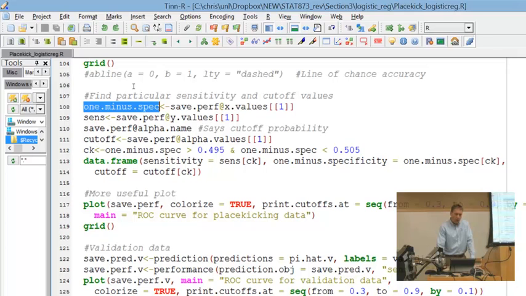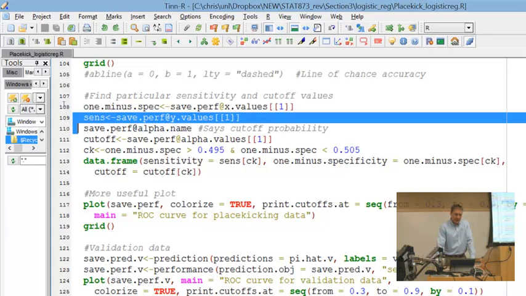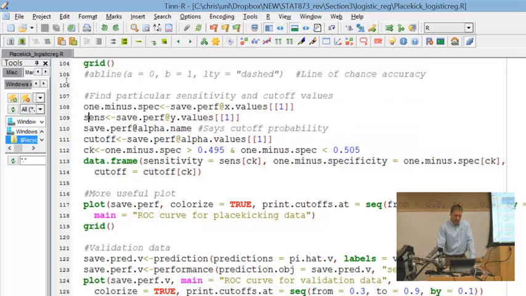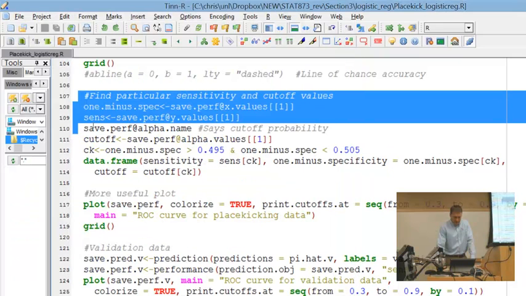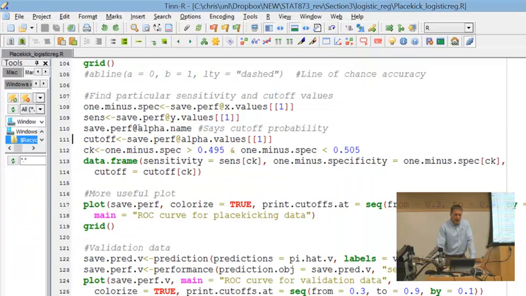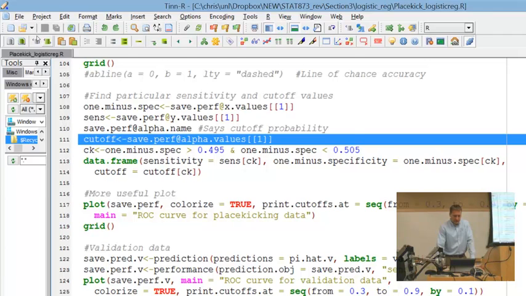I put that into an object called one.minus.spec for specificity. All my y-axis values, my sensitivities, are stored in y.values of save.perf. I extract them in the same way and put that into an object called sens. Let's go ahead and run that code. Then the corresponding cutoff probabilities happen to be stored in an object called alpha.values of save.perf, so I can put that in there.